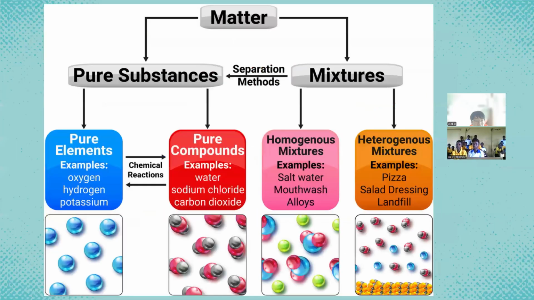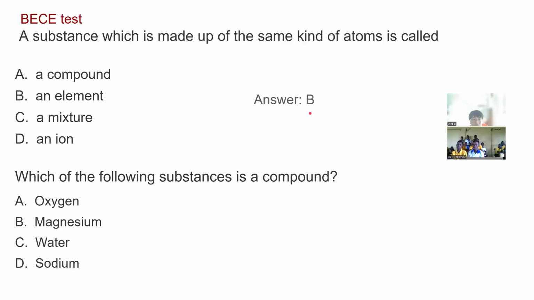Because if we look here again, pure elements are made up of only one type, and compounds are made up of multiple, two or more. So B is the correct answer. An element has only one type of atom. Yes, the same kind of atoms is called an element.